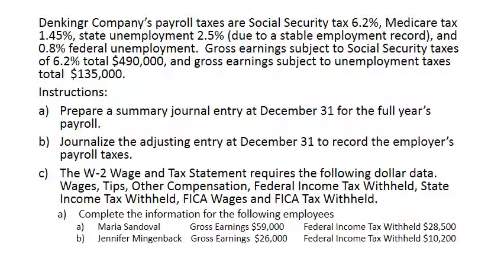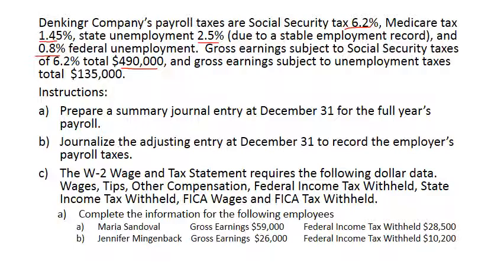Okay, so again, it says the payroll taxes are Social Security, which is 6.2%. Medicare is 1.5%. State unemployment is 2.5. So that's low. Usually the state unemployment is more, and it says due to a stable employment record. And the federal unemployment is 0.8. Gross earnings subject to Social Security taxes of 6.2% are $490,000. So I told you $490,000 of the total earnings are subject to the 6.2%.